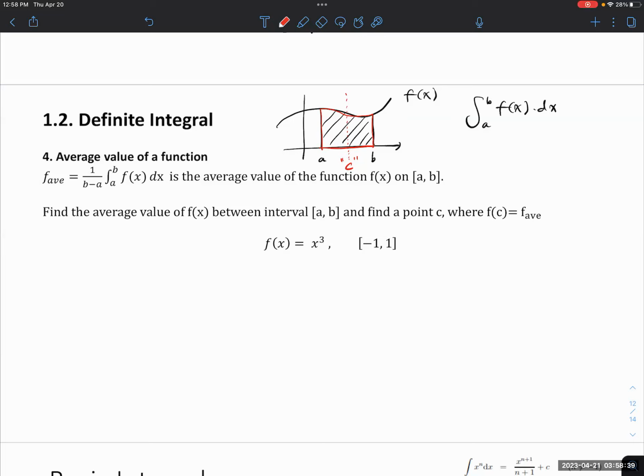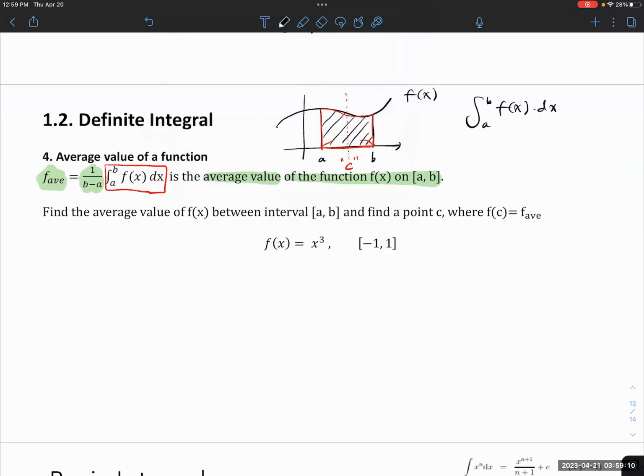Simply, we know that this is the entire area from a to b with the function f of x. You just divide it by the length of the bottom, so 1 over b minus a. If you multiply that, that's going to be the average value of that function. So this formula gives you the average value of the function between a and b. I will show you an example.